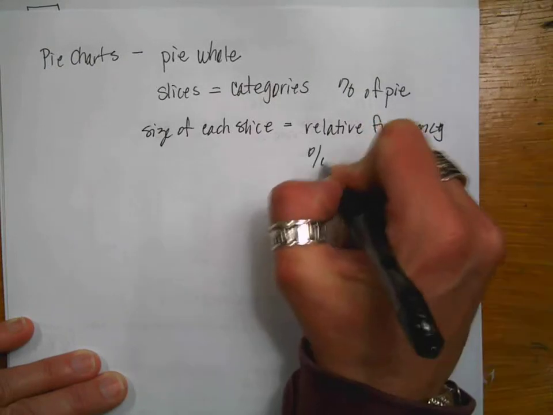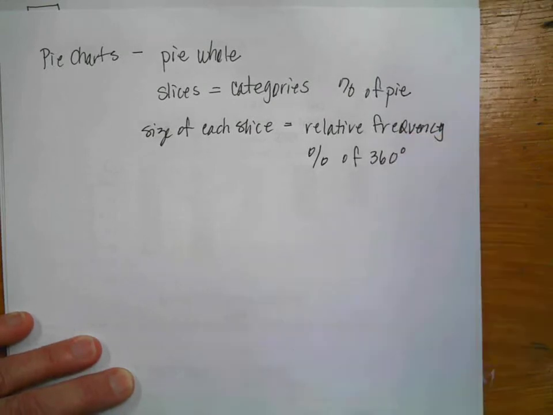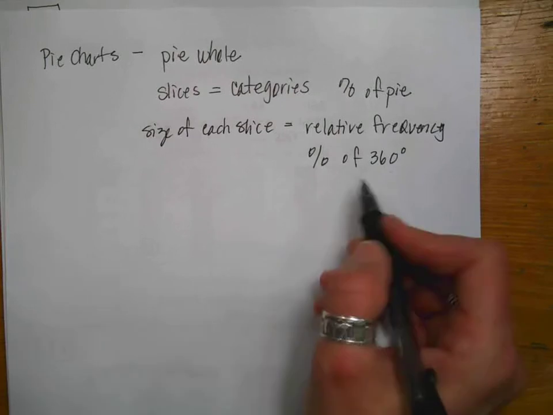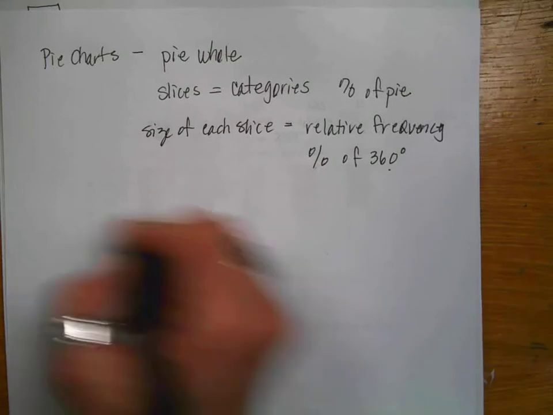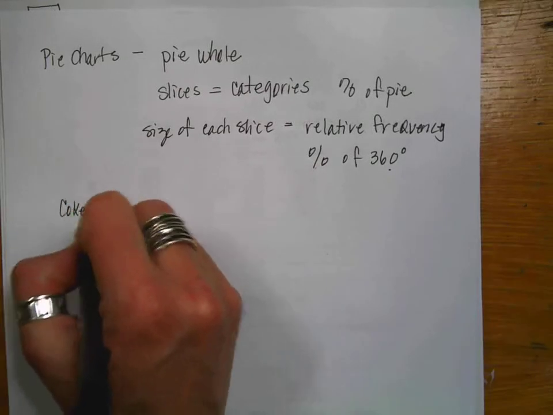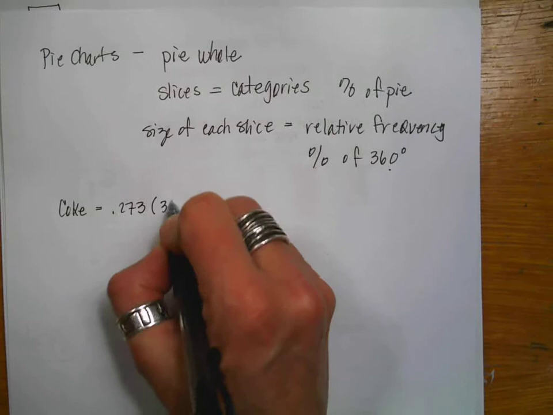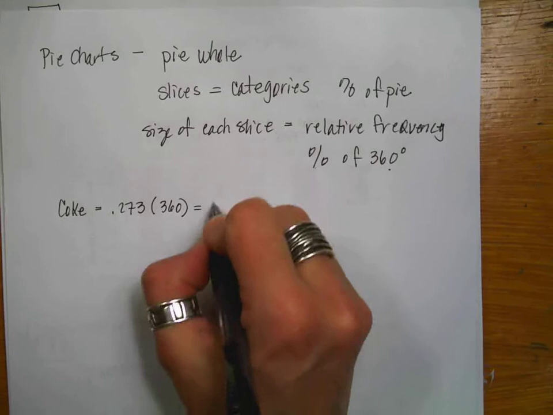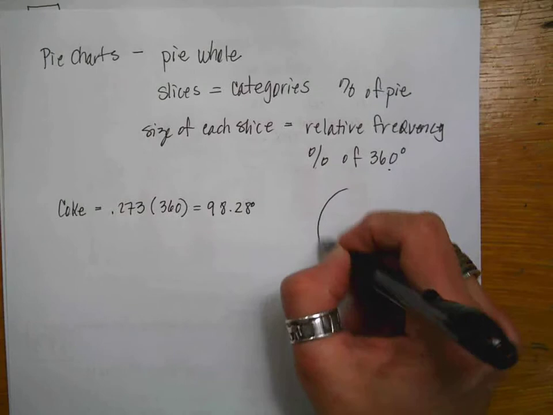frequency. And remember, the relative frequency is a percentage, and it's going to be a percentage of 360 degrees, which is how you would draw that. To be able to draw a pie chart effectively, you would need to have a protractor, and then you would manage these percentages as a part of the circle. So for instance, for our Coke, it is 0.273. It was 27.3%. We're going to multiply by 360 because there's 360 degrees in a circle, and I would get 98.28 degrees.